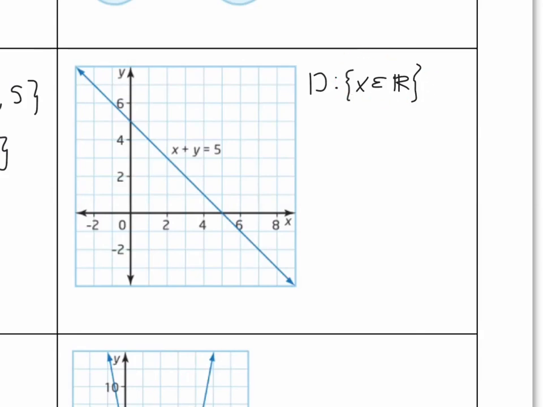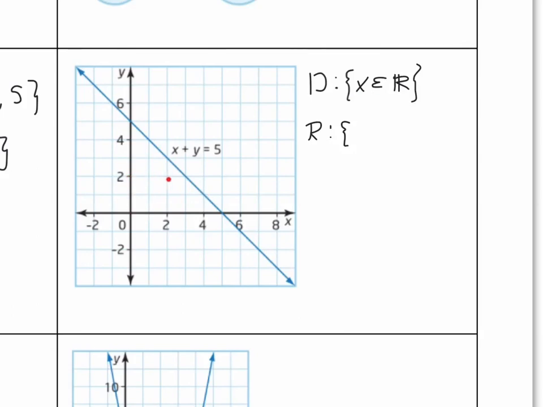How about the range? I'm going to start by putting R, and let's take a look at y. What is y allowed to be? And if you don't know where to start, try starting at 0. Here's our y-axis, so I'm going to go across here. What can y be? Can y be 0? Yep, because the point (5, 0) is on this graph. How about 1? Can y be 1? Yep, because the point (4, 1) is on the graph.